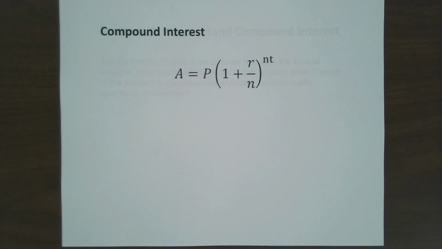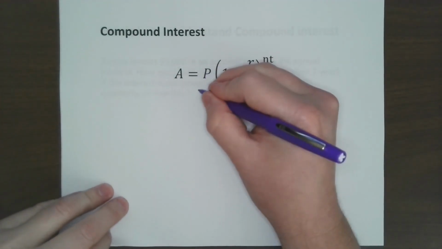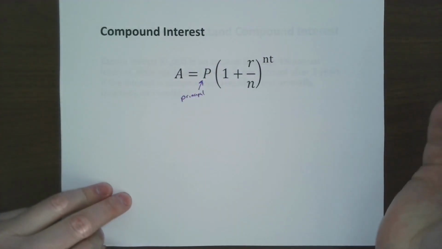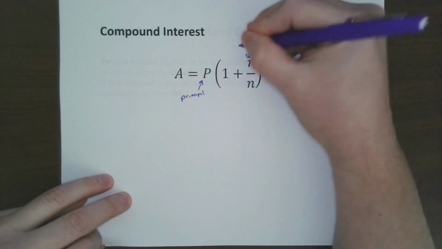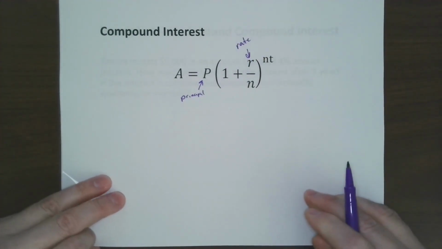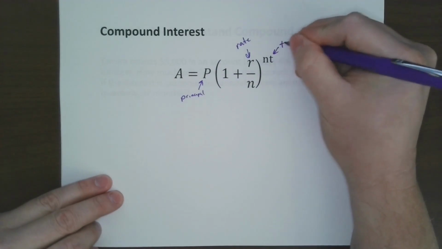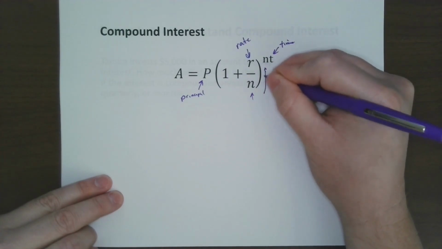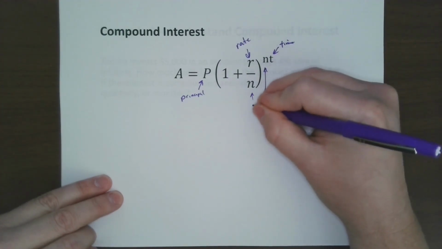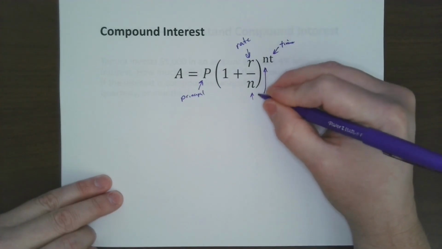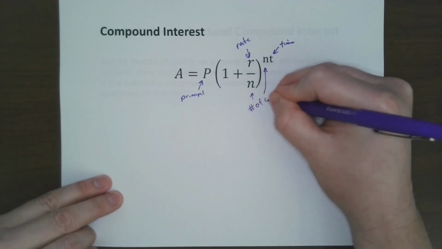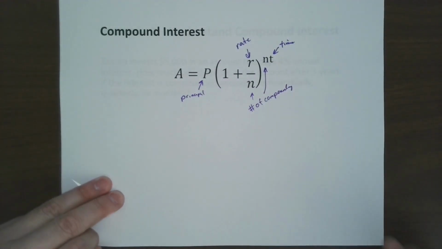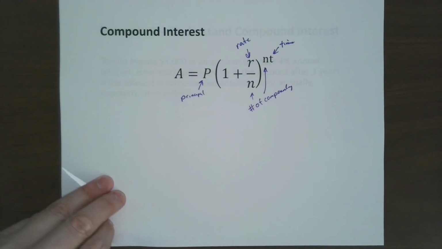So here is the compound interest formula. This is your principal, or your starting amount, whatever you want to call it. R is your rate, interest rate typically. T is time, and N is the number of compoundings. So it could be monthly, yearly, daily, whatever it may be.